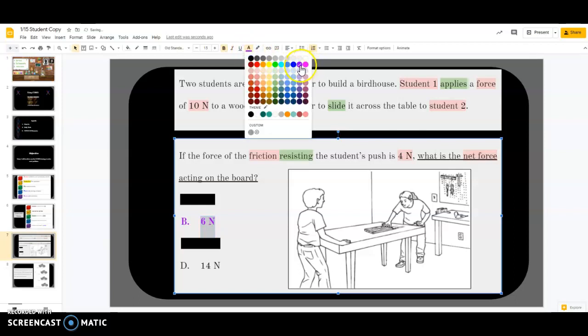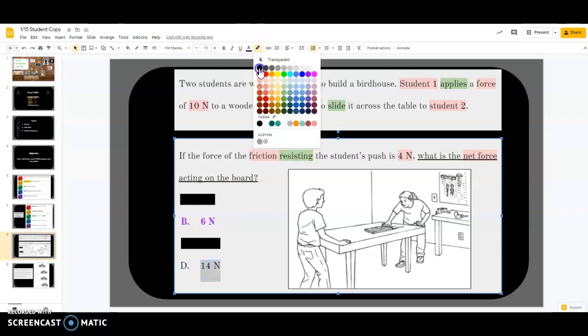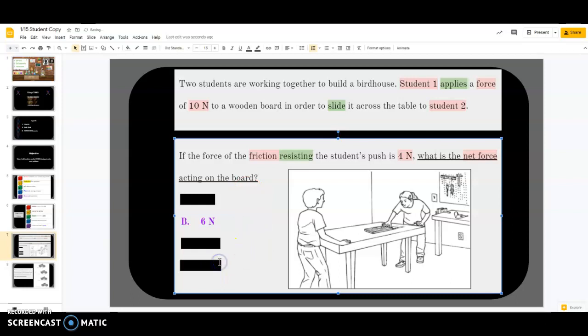I'm going to put that in purple, this purple right here. And I know that can't be 14 because that would require me to add 10 and 4 together, which would be incorrect because the forces are not going in the same direction.